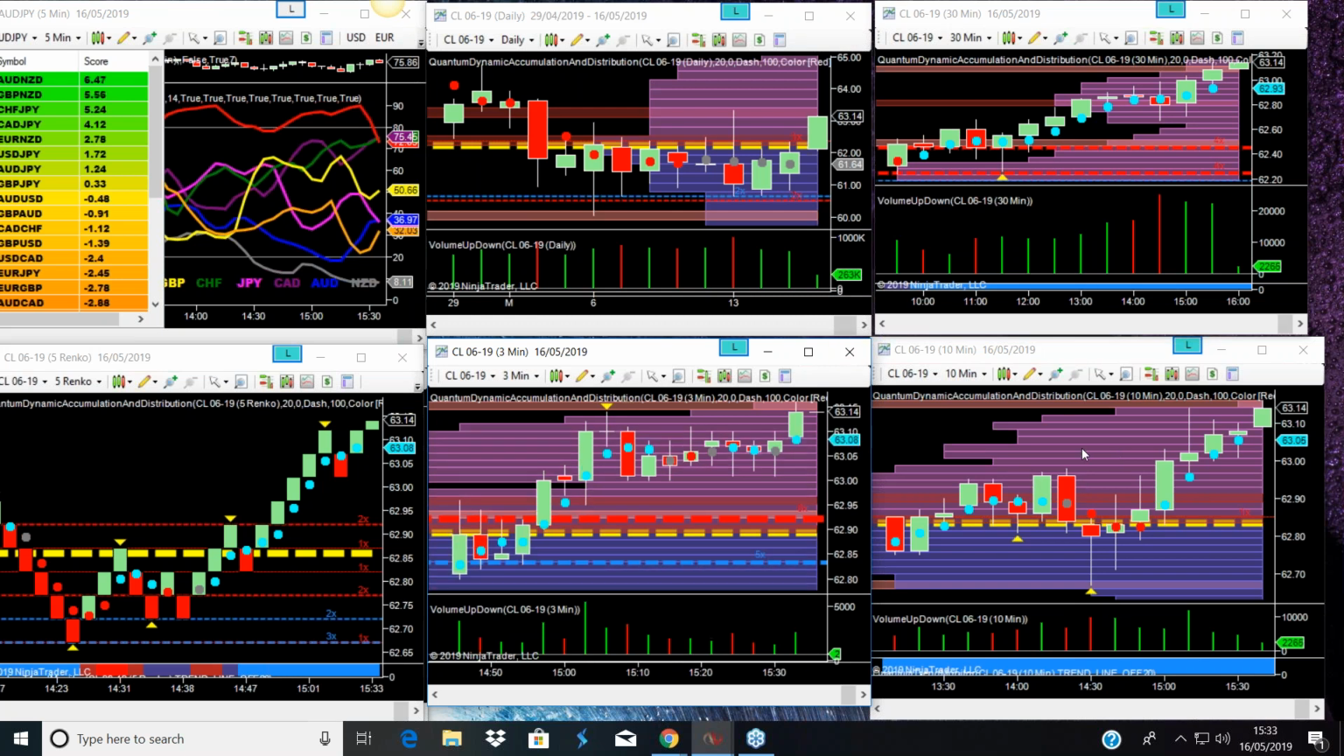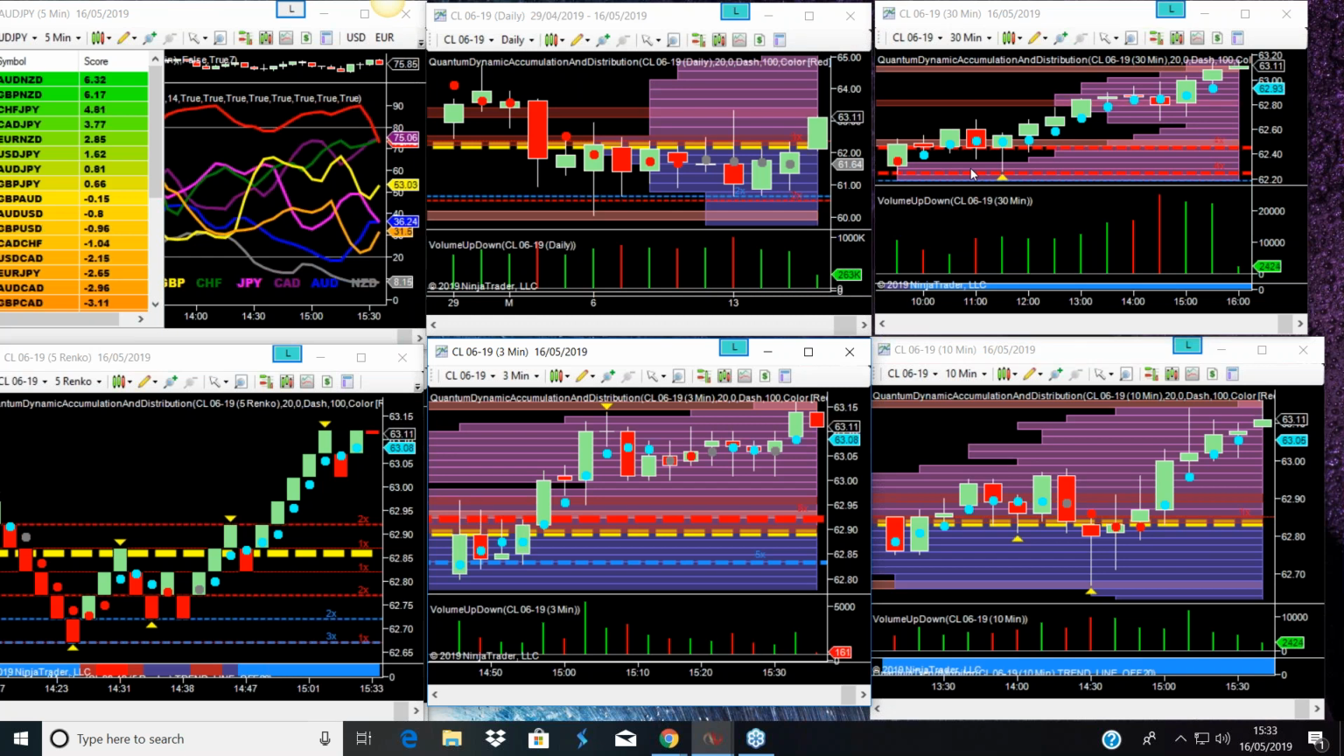Restrict your time frames. Have the daily for overall context, and we've taken it one step further here, looking at the Canadian dollar, because if the Canadian dollar is rising, then you tend to find that oil is rising as well, because there's a close relationship between oil and the Canadian dollar. And stick to 3 time frames for your actual trading. I've got 3, 10, and 30. 30 is my benchmark chart.